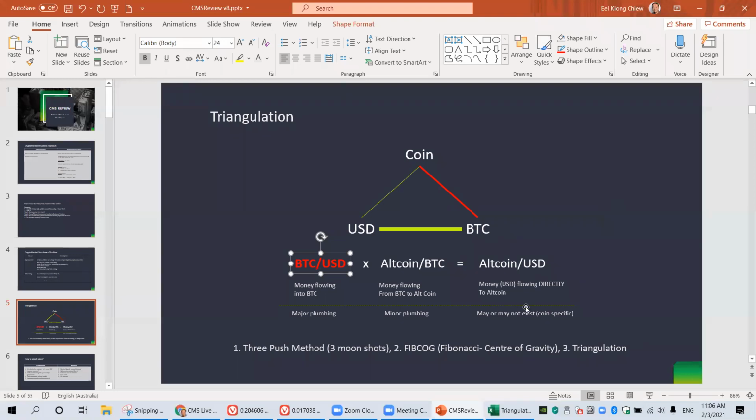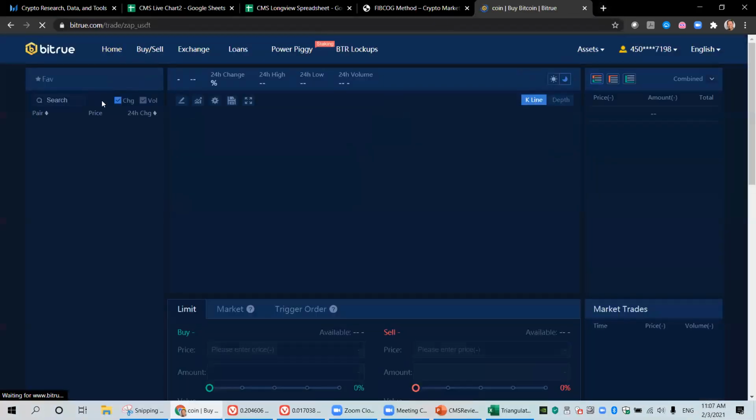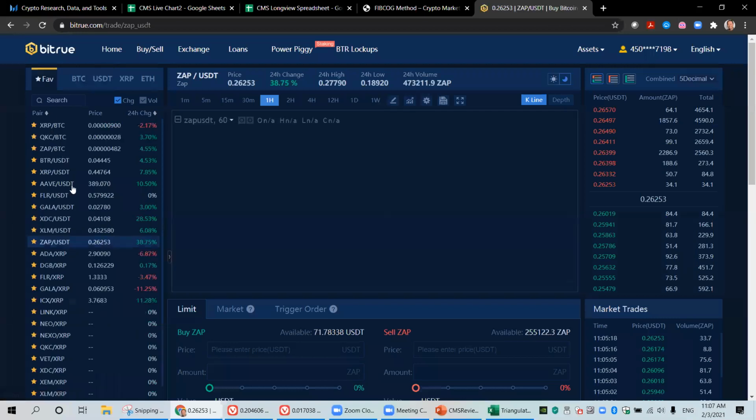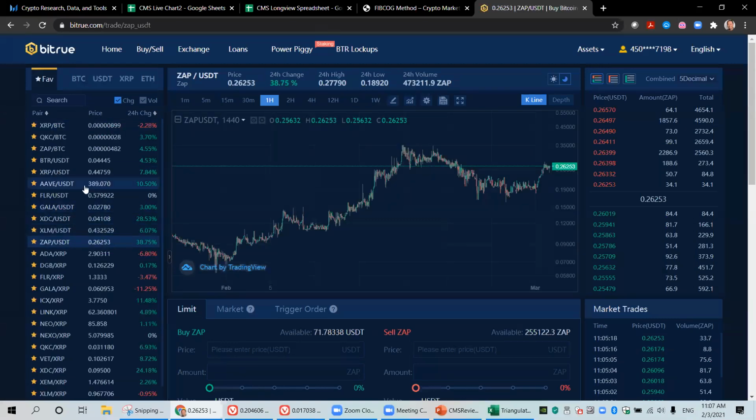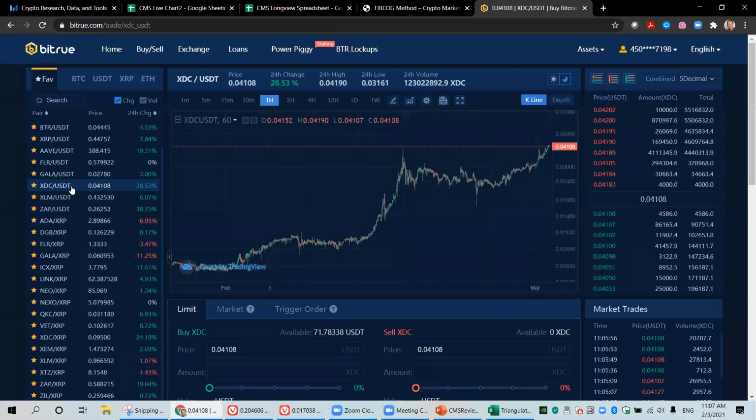Now, it may or may not exist, depending on the coin. In Zinfin, for example, if you look at BitTrue, which is a place where I can get my Zinfin, or even Zap, it doesn't matter. You can't get Zinfin directly. You can get it through USDT. In other words, you need to convert your US dollar into USDT and then get into XCC.